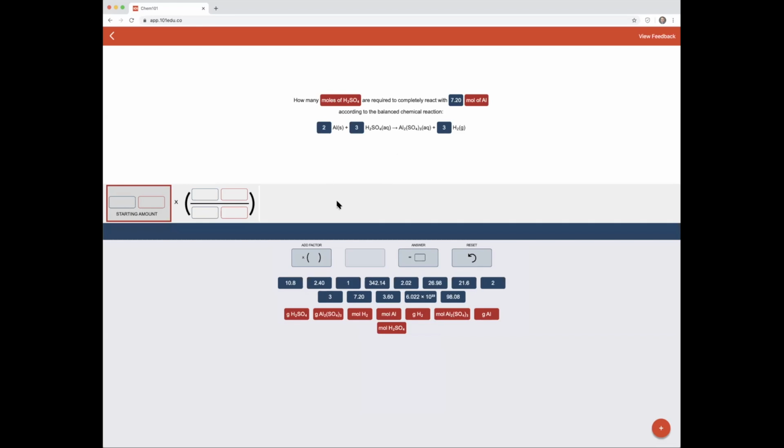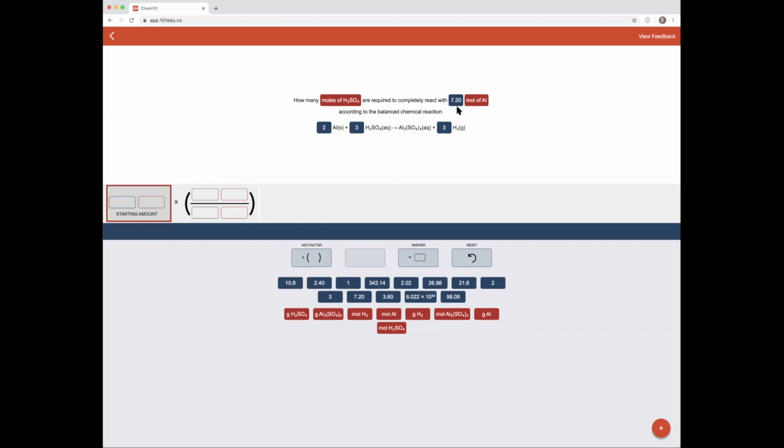I want to demonstrate how to do a stoichiometry problem in Chem 101 with this scaffolding like you've used before, but this is a little bit more challenging because you have to add some terms to it. So here's our question: how many moles of H2SO4 are required to completely react with 7.2 moles of aluminum according to the balanced chemical reaction? 2 aluminum plus 3 sulfuric acid react to form aluminum sulfate plus 3 hydrogen gas. Okay. So remember, with these chemistry calculations, you always start with a number that you have that's not a conversion factor.